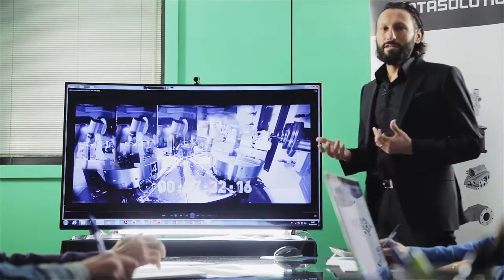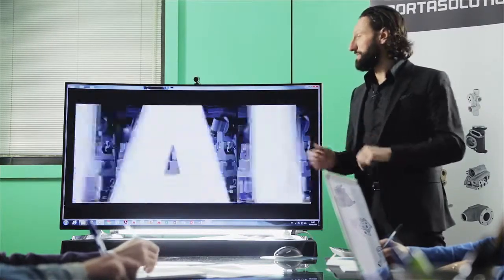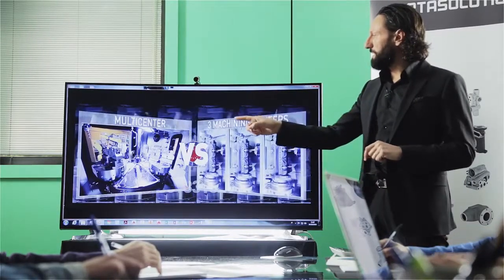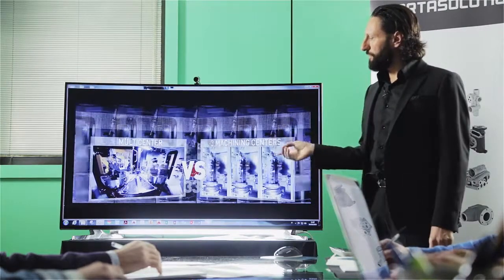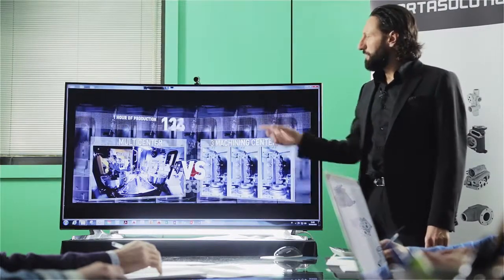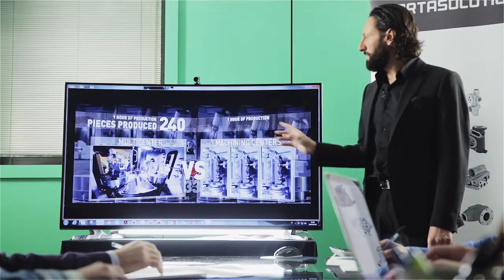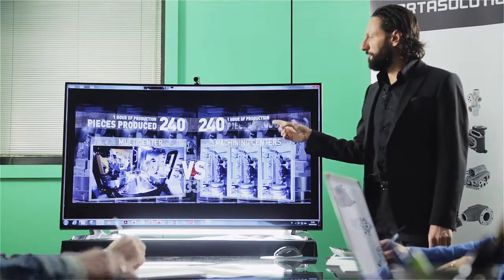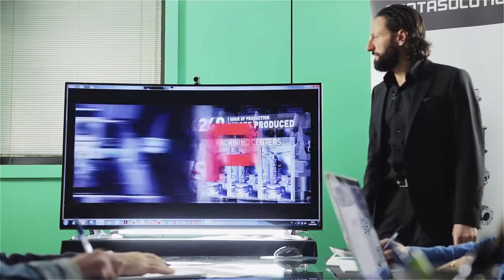So customers ask themselves, okay, do I buy a multicenter or 3 CNC center machines? Here are the two technologies, multicenter and 3 horizontal machining centers. With this, we are producing the same component, 240 pieces an hour with the multicenter, one machine, and with 3 horizontals, another 240 pieces an hour. Now we're going to see what's the difference between the two technologies.